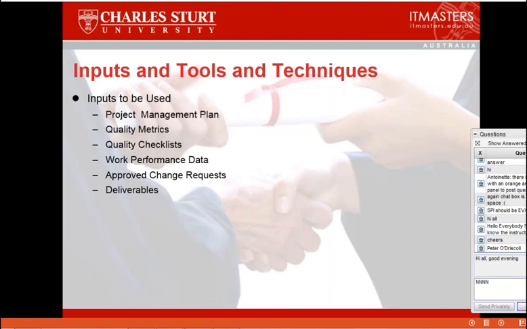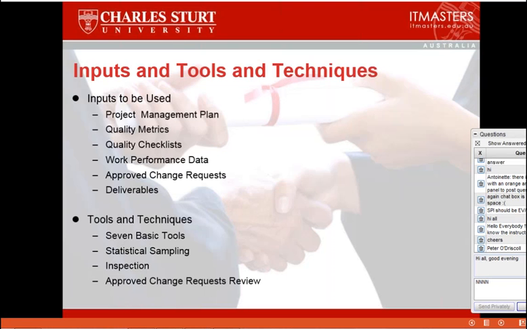Inputs and tools, just list them there, and the tools and techniques are the 7 basic tools we talked about. Statistical sampling, which is a very important part of this process. Actually, I should put statistical sampling first, and the 7 basic tools come after that, because the statistical sampling feeds into that. Inspection and approved change requests review.